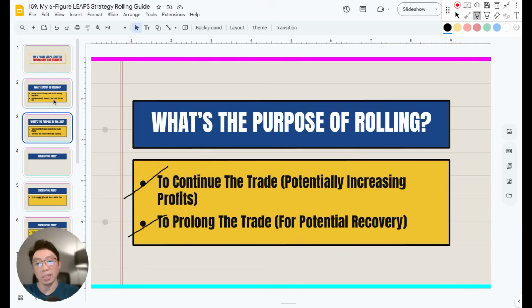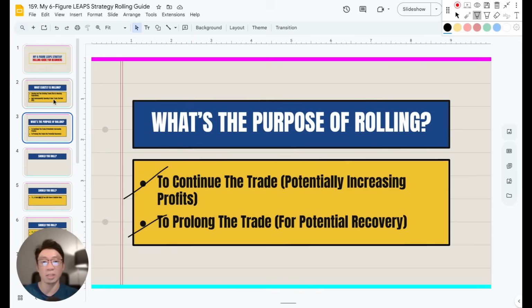Now, the second purpose is to prolong the trade for potential recovery. In this scenario, your current trade is in a loss or a drawdown. You probably still have a long-term view that the market, or the stock you're trading, is still going to go up, but it's currently down at the moment, so you're taking a loss. In order to reach the point where your trade is in a profit, you can roll it to prolong the trade for the eventual recovery. And in the end, it can become a net profit. So these are the two purposes of rolling.